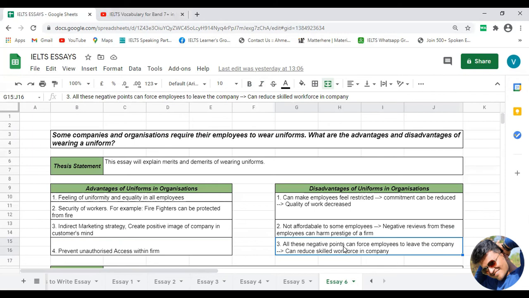I hope, friends, you understand all these points, all these disadvantages of having a rigid policy in which the employees have to be forced to wear a uniform. Now let's see how we can develop our body paragraph number two with these particular points.